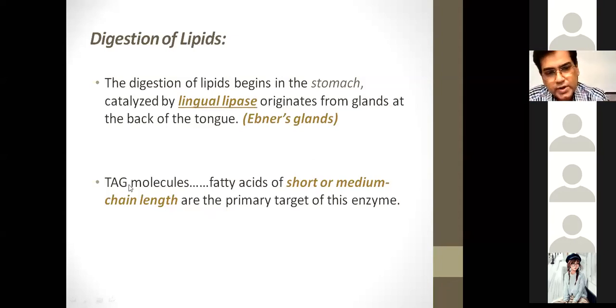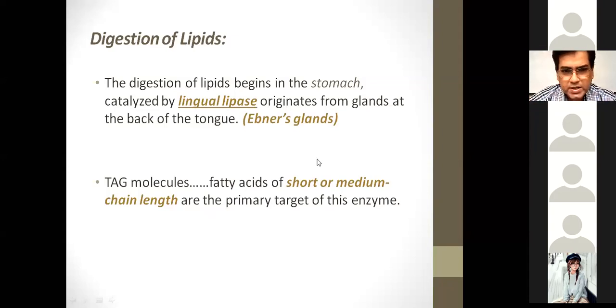So the triglyceride molecules with fatty acids of short or medium chain length are the primary target sites of this enzyme. That means not the long chain fatty acids, but short chain and medium chain fatty acids. Their hydrolysis, I'm not saying digestion, their hydrolysis begins within the oral cavity or in the esophagus with the help of lingual lipase.